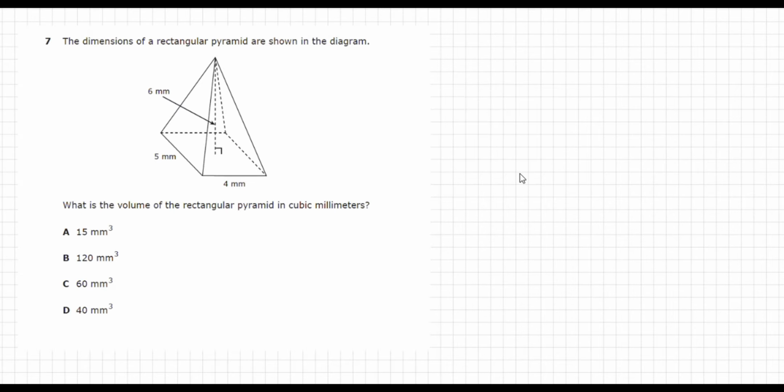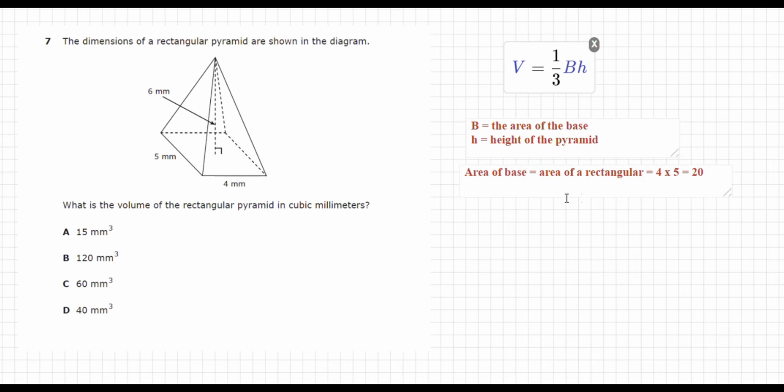Question number 7. The dimensions of a rectangular pyramid are shown in the diagram. What is the volume of the rectangular pyramid in cubic millimeters? Volume of a rectangular pyramid equals 1/3 times base area times height. The base area equals 4 times 5 equals 20 square millimeters. So the volume equals 1/3 times 20 times 6 equals 40 cubic millimeters. Therefore, D is the correct answer.